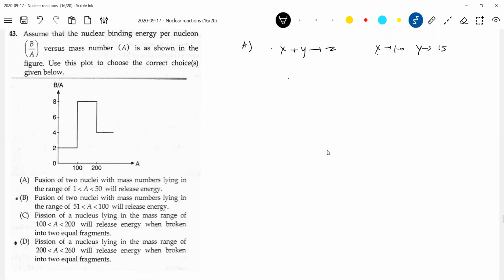Let me pick a parent X of mass number 10, and another parent of mass number 15. What is the binding energy per nucleon of that? It will be 2 into 10, then 2 into 15. Overall the mass number, the number of nucleons, should be conserved, no? So Z equals 25, sorry, this will be 25. Where does it lie? It will lie here. So then what will happen? This is the binding energy of the parent, I will write it.